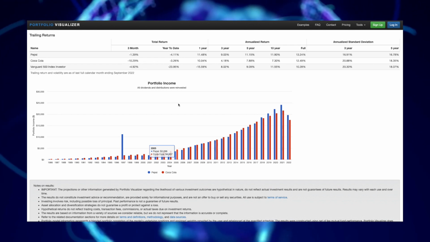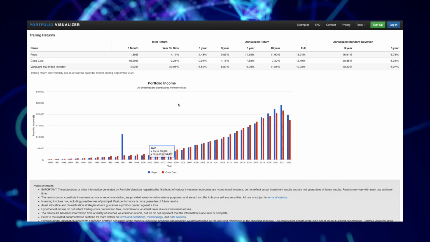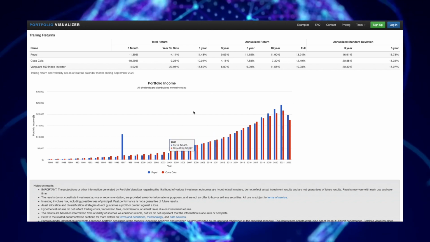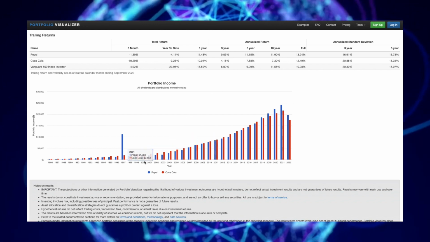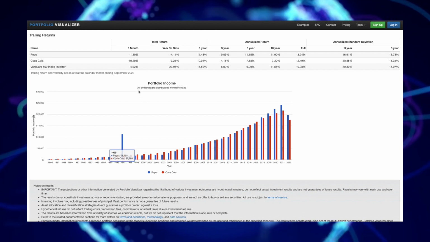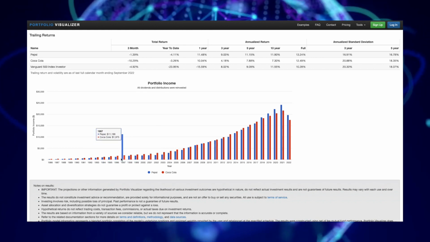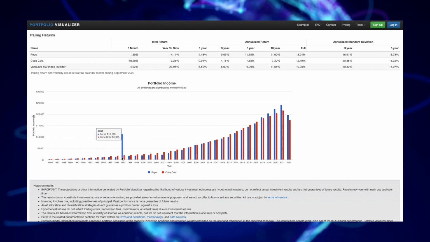fared over the years. Here is the portfolio income. That was the one I talked about earlier, where you can see how much money you would have gotten in your account. I think there's something wrong there in 1997. Something does that, Pepsi goes off the charts. I don't know what it is, but it looks weird.